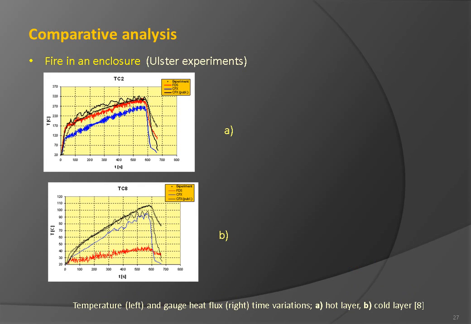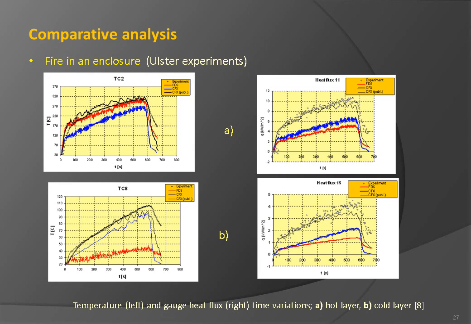On the left are the temperature readings from the thermocouples 2 and 8. The thermocouple 2 was located in the hot layer and the thermocouple 8 in the cold layer. Similarly, the heat flux gauge readings are on the right. The heat flux gauge 11 was located in the hot layer and the heat flux gauge 15 in the cold layer. The experimental data are marked with black dots.